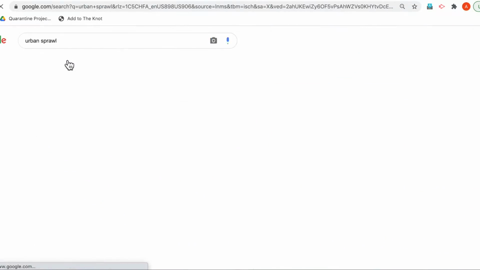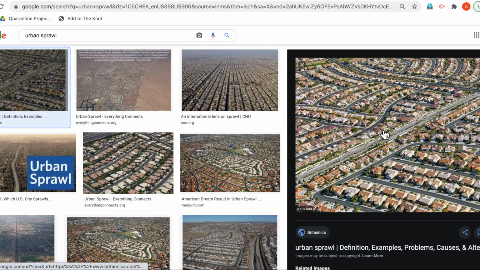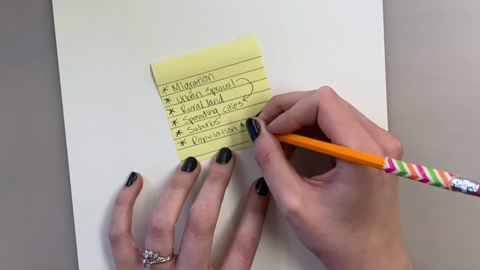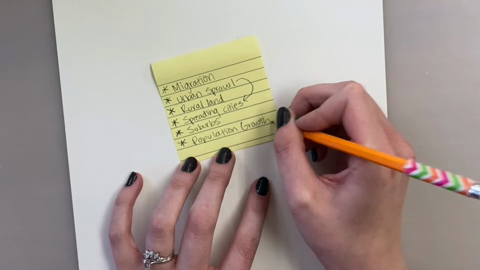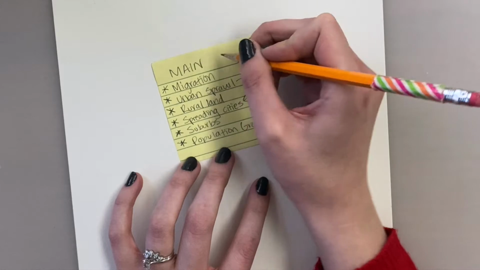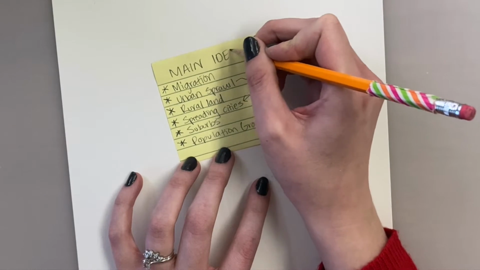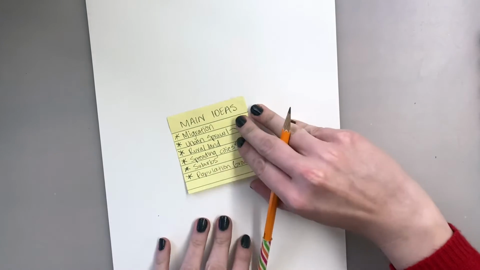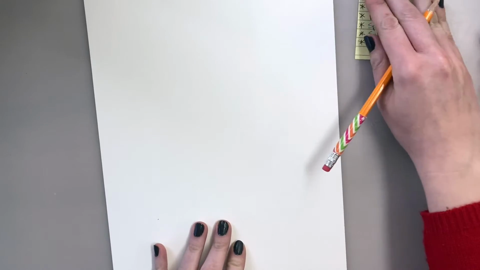These words help me get ideas for what I could draw, so it kind of inspires me to think of things related to the topic. For instance, when I see spreading cities, I think of a city spreading out like water. So maybe I could draw something that is spreading out into my rural land. This kind of gives me a good visual that I can go off of.